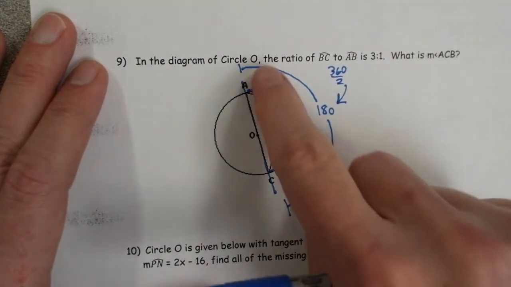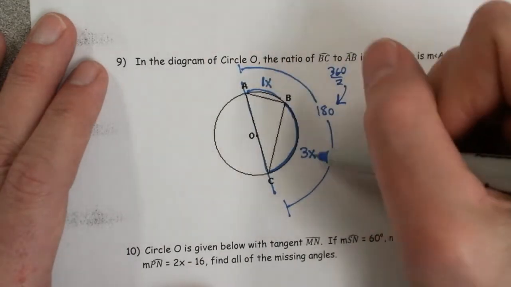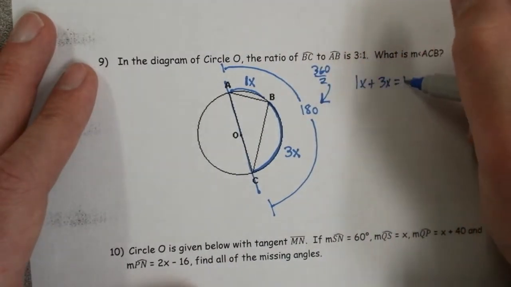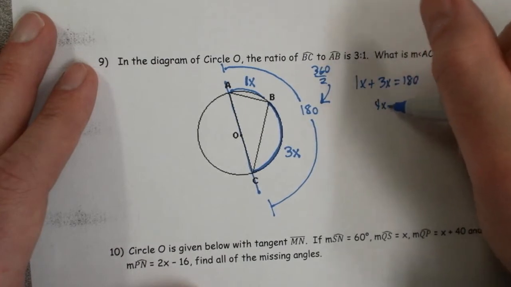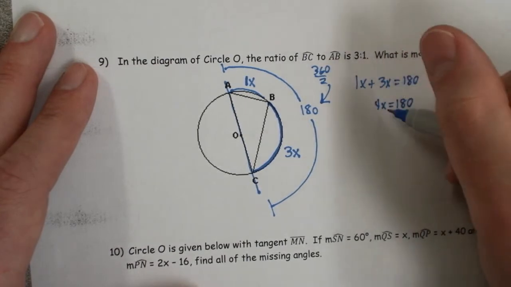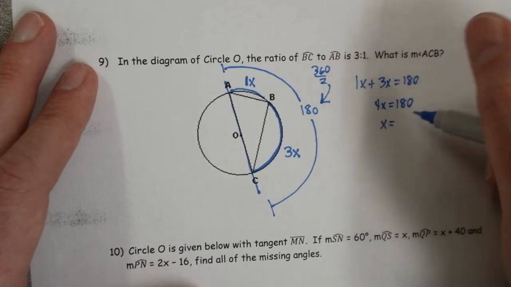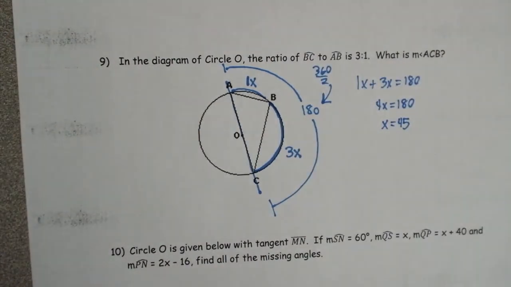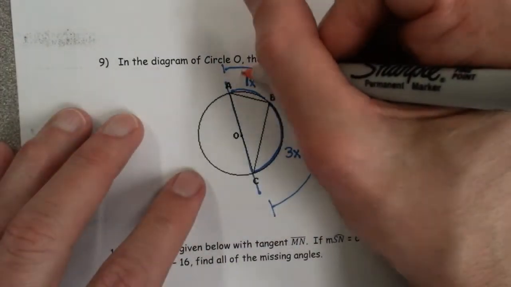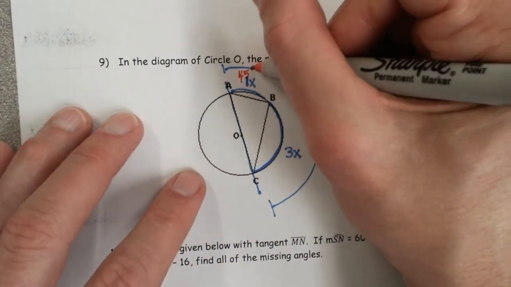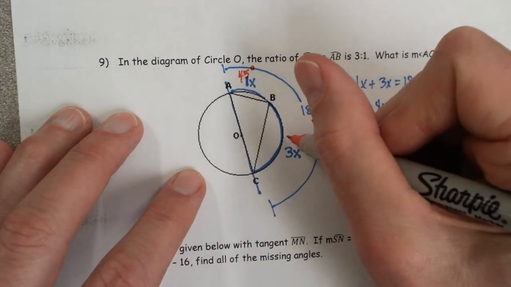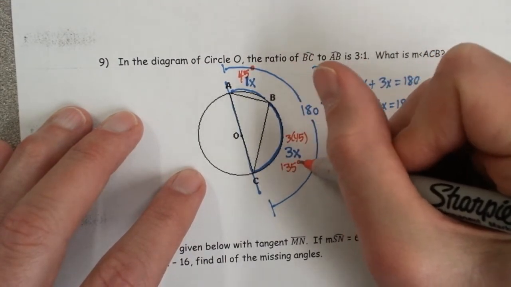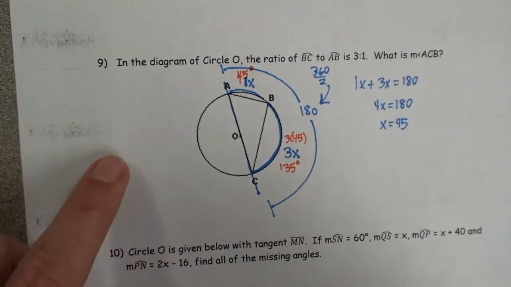So I can get x first by combining these and setting them equal to 180. 180 divided by 4 is going to be 45. So if I substitute the 45 back into x, I get 45 degrees for arc AB. And 3 times 45 is going to be 135. Okay, so now we can answer the question.